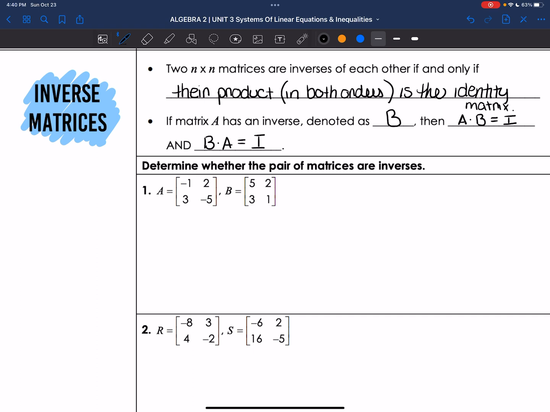All right, now on the computing screen, let's go ahead and take matrix A times matrix B on your calculator and see what is the result when you multiply those two matrices together. What is the result when you multiply matrix A and matrix B together?